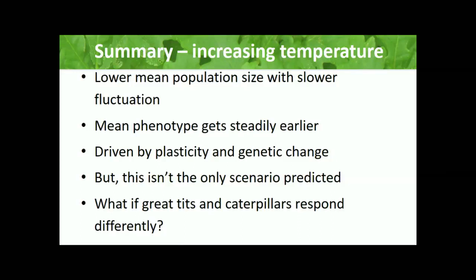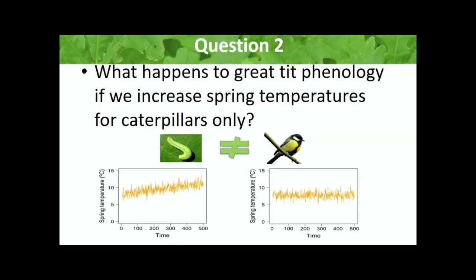So in the previous model, the spring temperature selected is used for both to predict the caterpillars and the great tits. What I really want to get at for these interspecific interactions is what happens if the great tit phenology changes differently to the blue tits. So what if we increase the spring temperature that the caterpillars experience, but the great tits are not experiencing a change? So either the great tits aren't responding, or it could be that the temperatures that the caterpillars are using are changing at a faster rate than those that the great tits use.